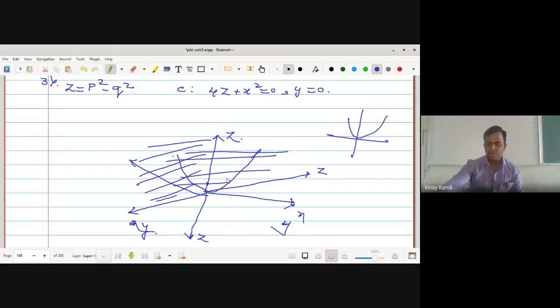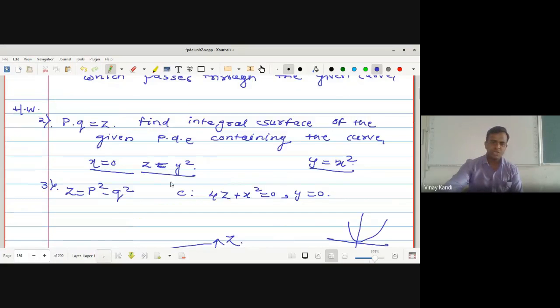Okay, so the remaining part we will see in the next lecture. Okay, the geometry of the solution. Okay, any doubt up to here?